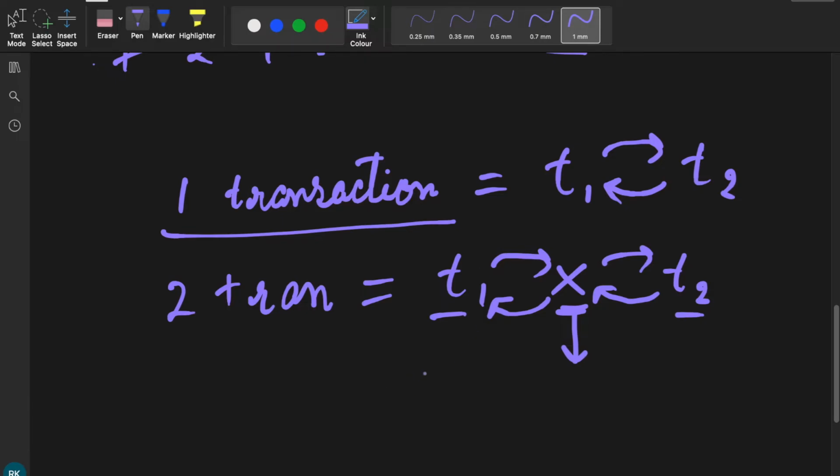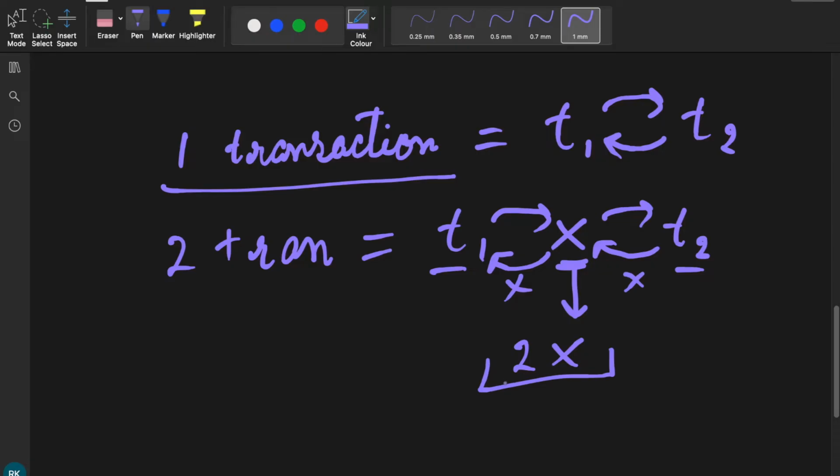So if we see the cost of the two transaction way of swapping the element, it is basically 2 into X, because assuming X is lesser than T1 and T2, the cost of this operation will be X and here it will be X. So the overall cost will be 2X, and we can pick this X as the smallest element in all the buckets. So if we pick this X as the smallest element in all the buckets, this 2X will be the smallest cost which we can incur.